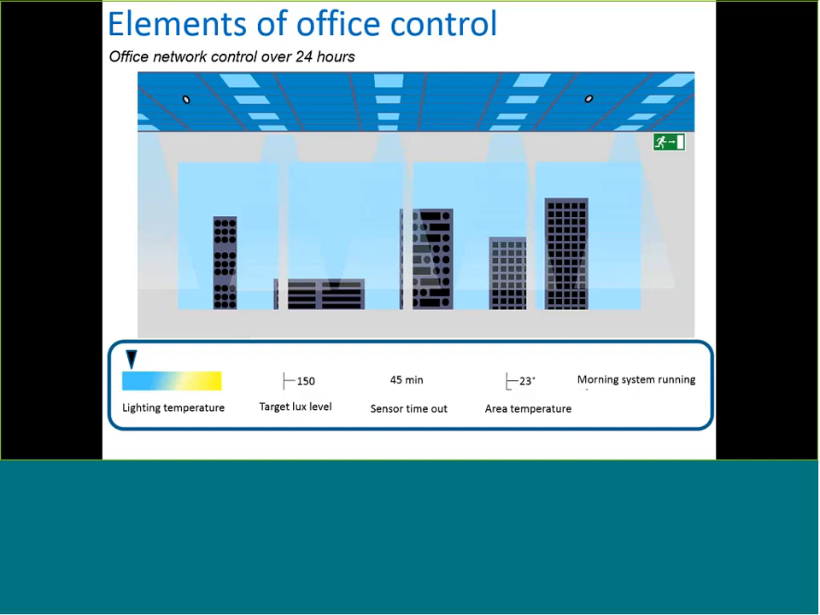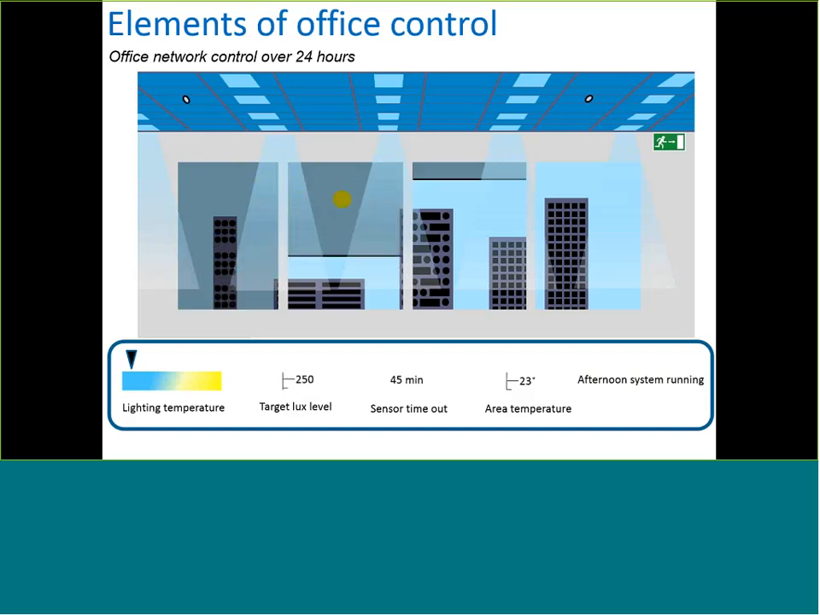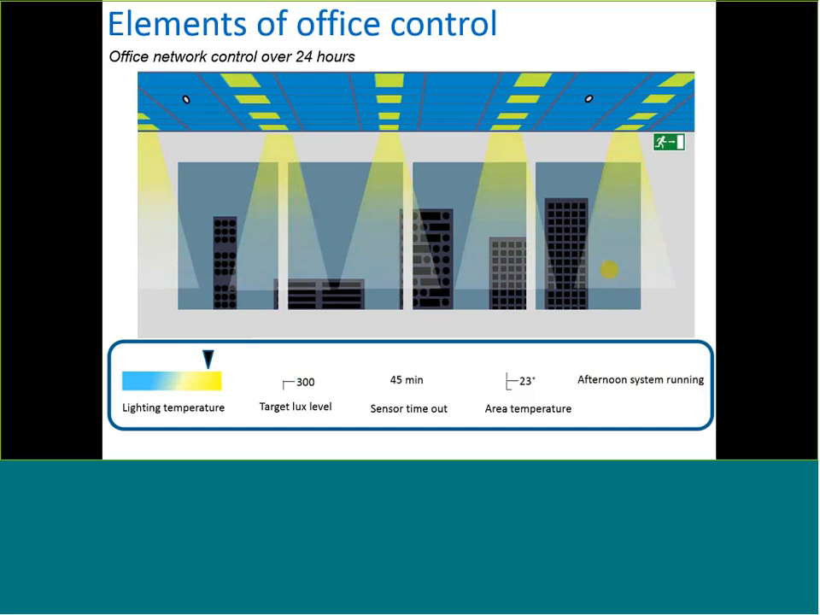But as we move across into the afternoon, the sun will come down and start to introduce a glare factor. We can filter this out by using the blinds to make sure that we're not seeing direct glare coming in through the lights. We'll also adjust the target lux level so that it's a more comfortable environment, and we'll adjust the light temperature, moving towards a warmer colour, so we're more in line with people's biorhythms. The sensor timeout and the area temperature have remained the same.